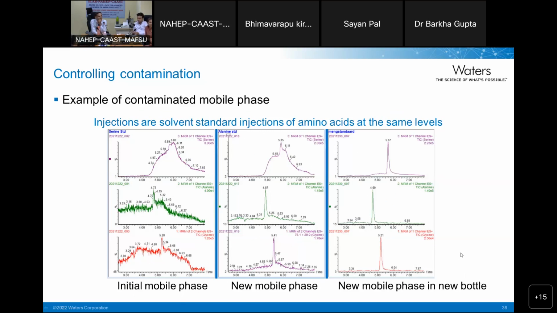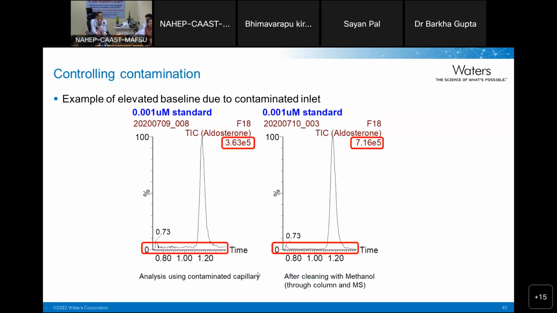That's why initially when we were talking, we suggested that the glassware used for the LCMS system should be separate and should not be used as general glassware. Again, some examples of contamination which give rise to elevated baselines and lower sensitivity. This is the one contaminated. This is the one after the contamination is removed. You can see the baseline is correct over here and the sensitivity has improved.